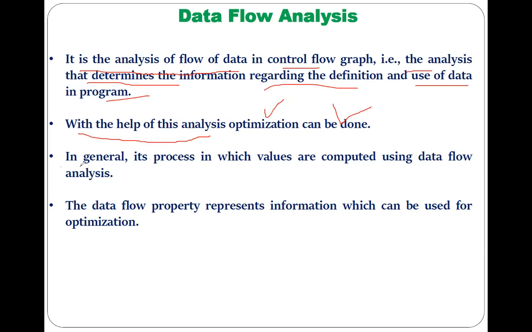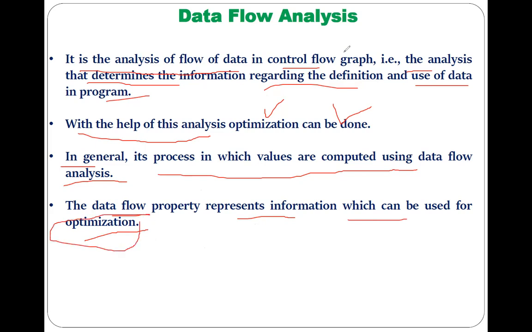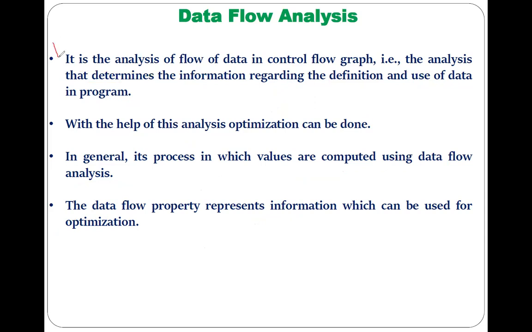In general, it is a process in which values are computed using the data flow analysis. The data flow property represents information which can be used for the optimization. There are various properties of the data flow that we are going to study in the next session. With the help of those properties of the data flow, from that information, we can easily do the global optimization. So that is the definition of data flow analysis: the analysis of data in the control flow graph.